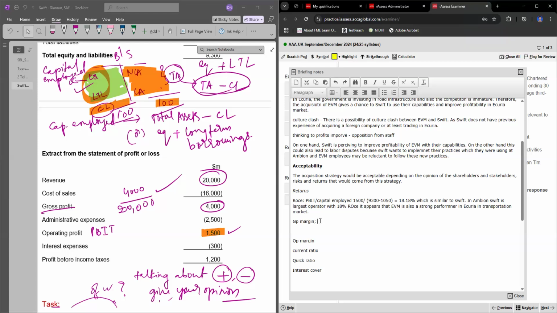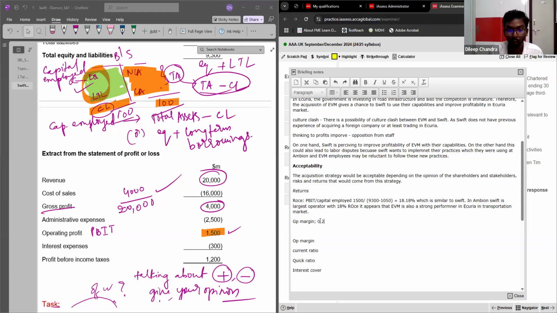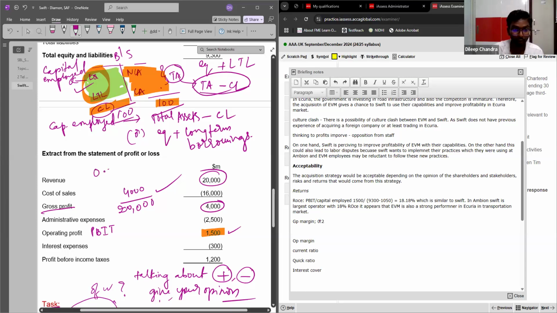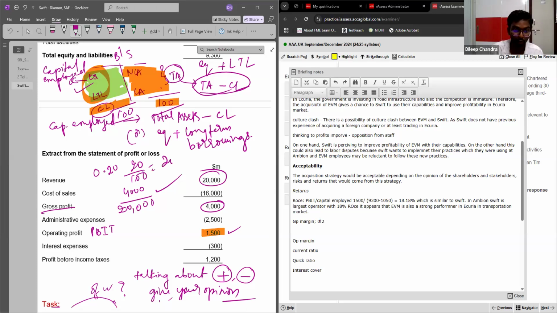Calculate how much it is. GP margin, 0.2, which means 20%. So 0.20 is 20 by 100, so 20%. Okay, so GP margin 0.2, right? 20%. So 4,000 divided by 20,000 is equal to 20%.